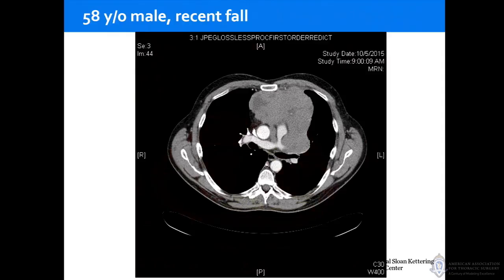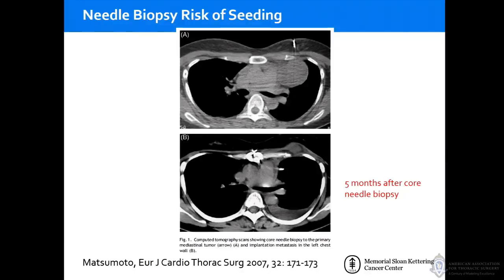And finally, this gentleman, a 58-year-old man who fell, got an x-ray, found a mass, and then ended up with a CT scan showing this mass encasing the PA. Well, he also got a core biopsy, and this was a seminoma. Again, not something that he needed to have surgery for.